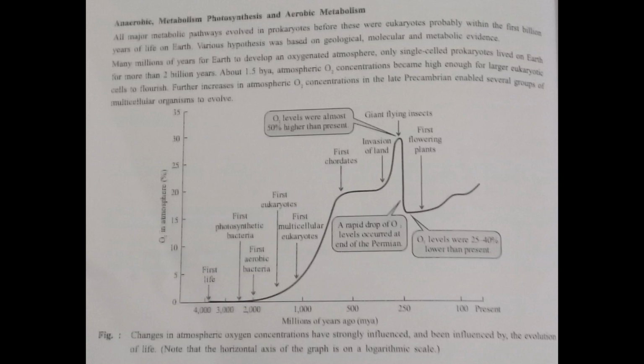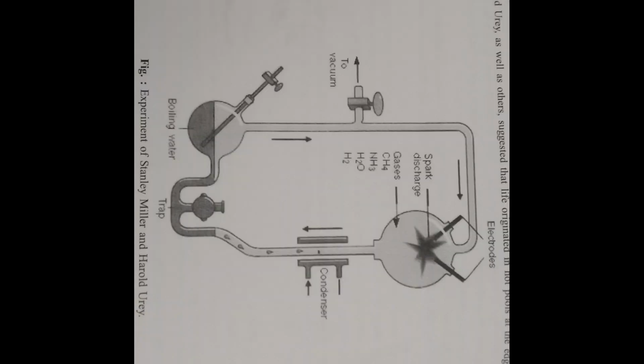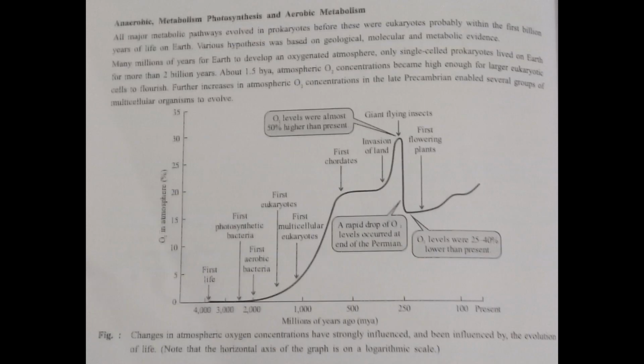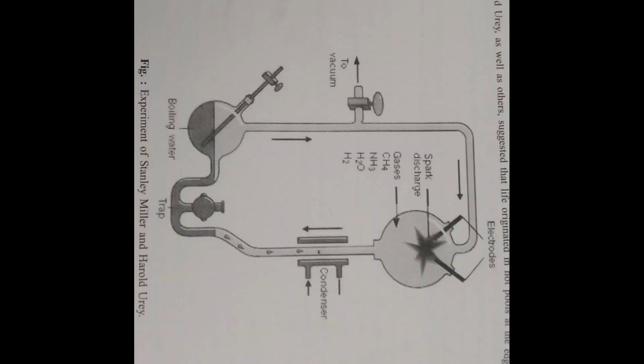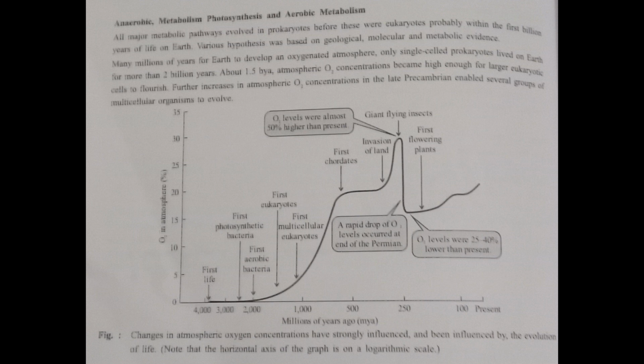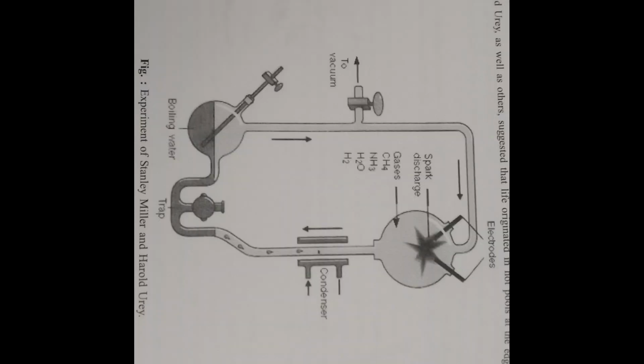The second, as the cell becomes larger, a system of intracellular membranes and a double membrane segregate the nuclear process of RNA synthesis on a DNA template from the cytoplasmic process of protein synthesis on ribosomes. Finally, the early prokaryotic cells, which were incapable of photosynthesis or aerobic metabolism, enveloped aerobic bacteria or photosynthetic bacteria to form a symbiotic association. Some aerobic bacteria evolved into the mitochondria of modern eukaryotes, and some photosynthetic cyanobacteria became the plastids, such as the chloroplasts of green algae, the likely ancestor of modern plant cells.